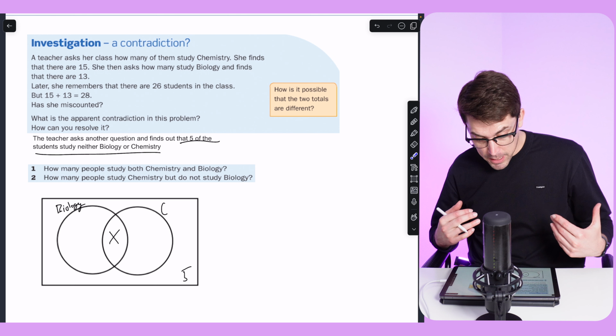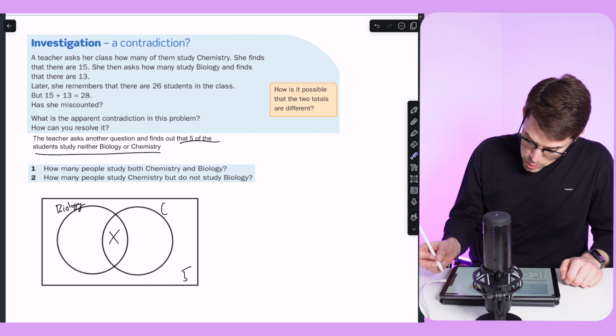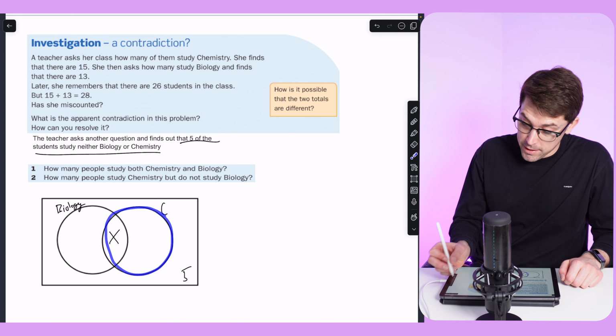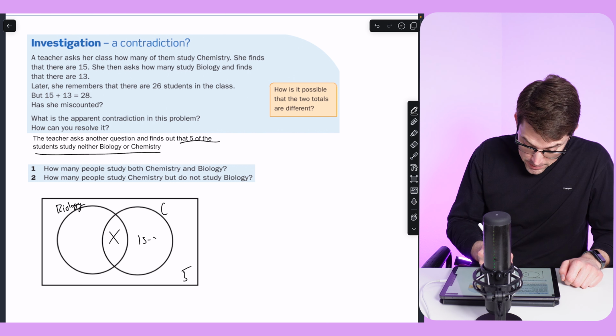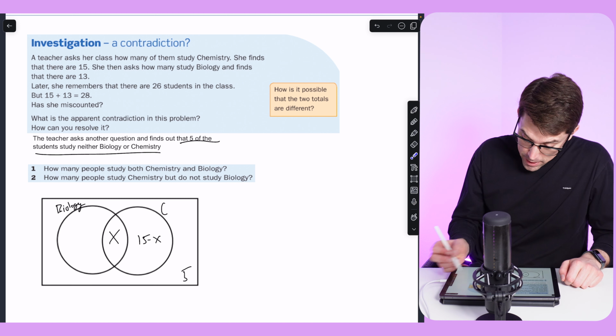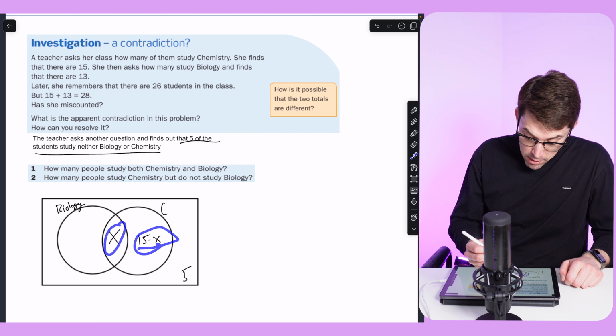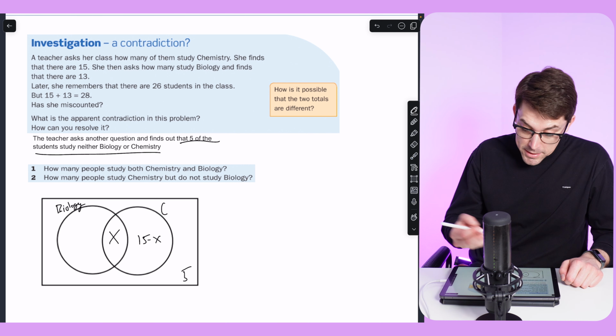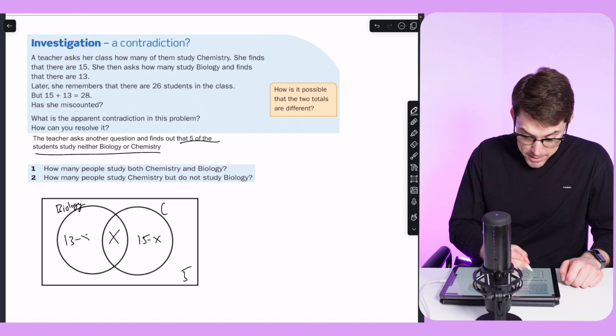So we have 15 people that study chemistry, meaning that the entire chemistry circle must be 15. So this must be 15 minus x, because if x is right here and 15 minus x is right here, then 15 minus x plus x would give you just 15, representing the total number of kids in chemistry. Same thing over in biology, we would have 13 minus x.